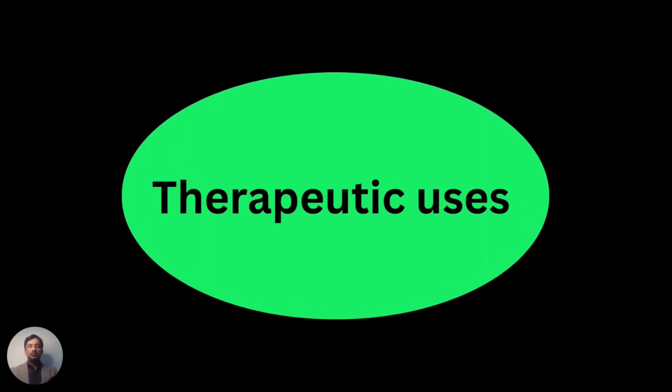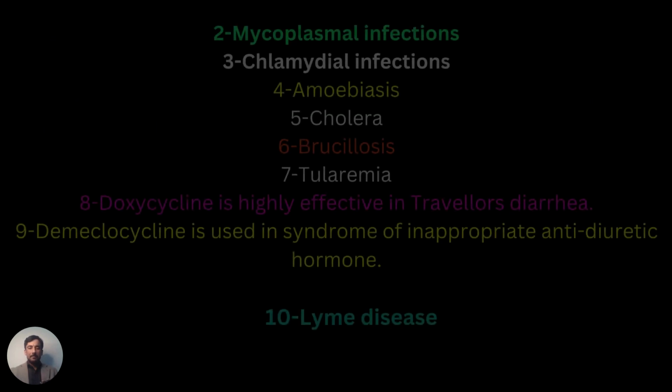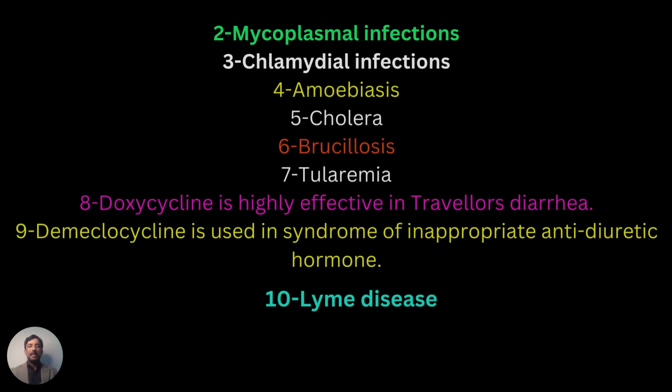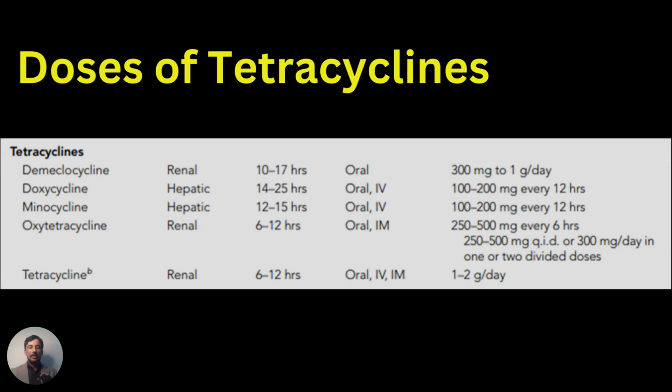Then we discussed the therapeutic uses: these drugs are effective in rickettsia, mycoplasmal infection, chlamydial infection, amoebiasis, cholera, brucellosis, and tularemia. Doxycycline is highly effective in traveler's diarrhea. Doxycycline and minocycline are very effective in refractory acne vulgaris. Demeclocycline is used in the syndrome of inappropriate antidiuretic hormone. These drugs are also effective in Lyme disease. And then we discussed the doses of the tetracyclines.